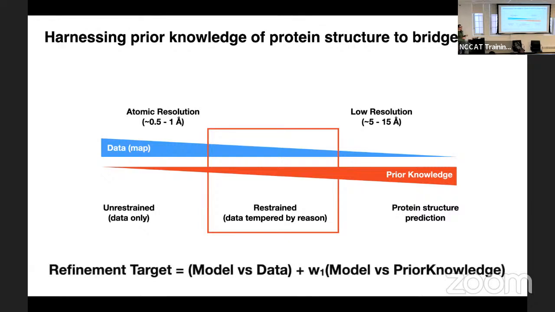And so our refinement target then becomes a sum of a few different terms. So it's not just agreement between model and data, but also agreement of model with that prior knowledge. And we can start to divide that prior knowledge up into a series of terms, and we can assign a weight to each of those, right? So again, depending upon our resolution and how much we trust our data versus prior knowledge, we can rely more heavily on one or the other.